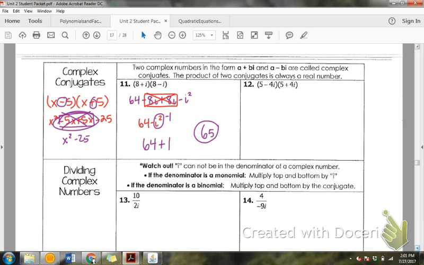When you didn't get that answer? We forgot to add them. You just stopped at 64 plus 1? Yeah. Okay, so when you have a conjugate, the purpose of the conjugate is to cancel out the i's and to get a real number. It says the product of two conjugates is always a real number. You need to know that. In other words, the purpose of a conjugate is to get a real number. You need to know that.